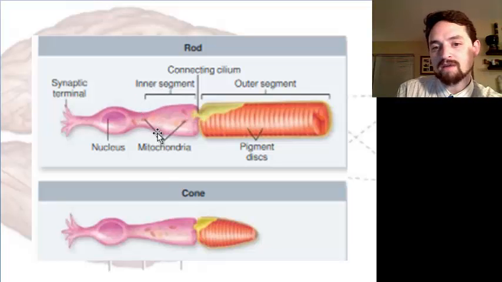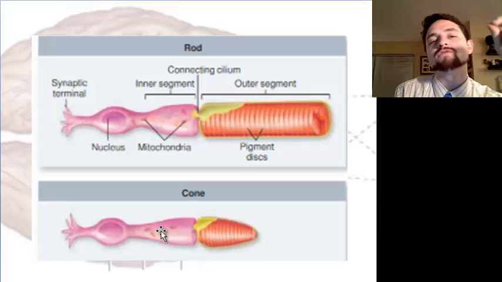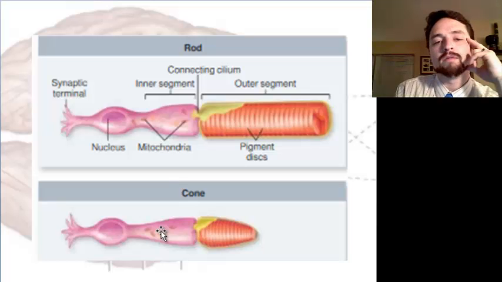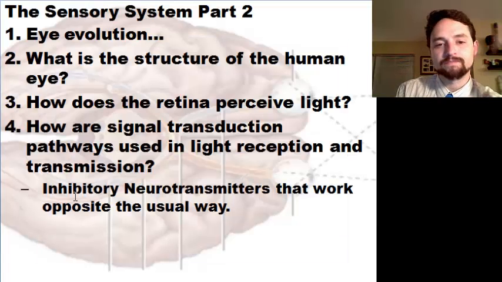In the inner segment, you have tons of mitochondria. You can see that in both pictures here. Tons of mitochondria, because you need energy to send that signal, and the mitochondria help send it with energy. Of course, there's the nucleus of that cell, and then finally the synaptic terminals, where they're going to send the signal through to a nerve cell to be sent on to the brain.